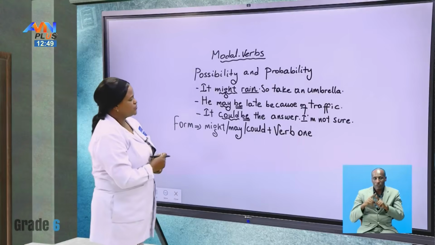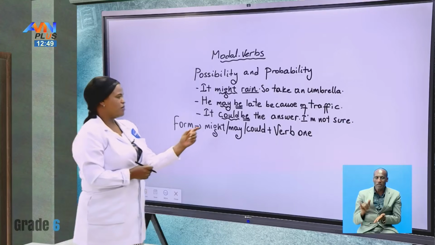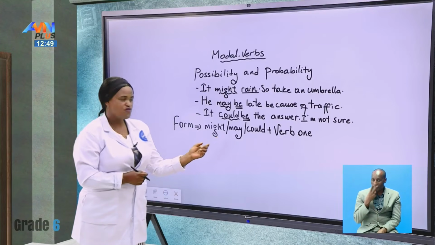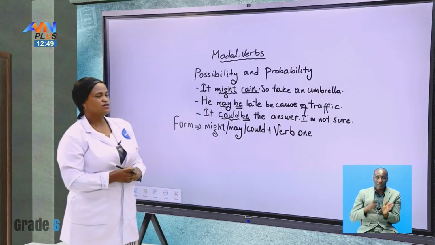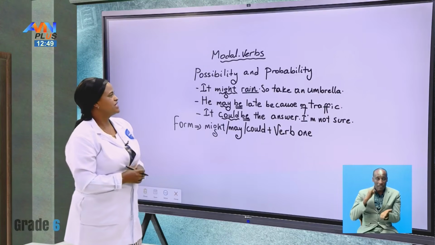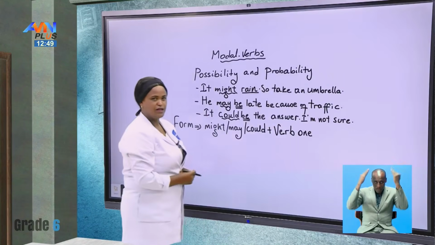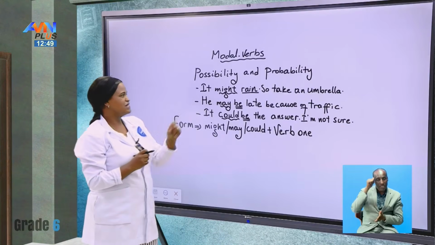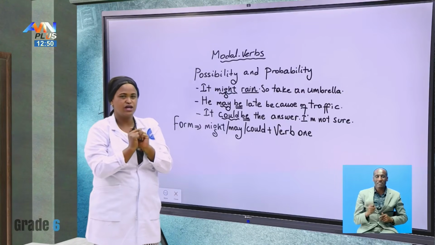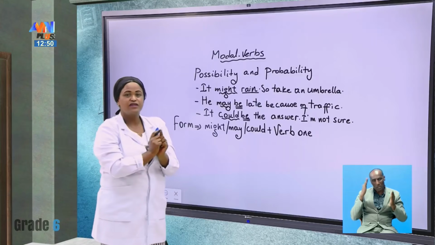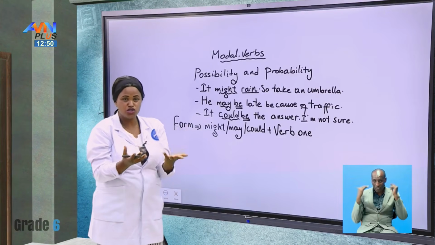Now, let me tell you what the differences of these three are. When we say might, what is the difference of might with may or could? Let's come back to our examples. It says, it might rain, so take an umbrella. The person is using might, because he or she has a suspect. He or she believes that it might rain. Yes, it might rain. We don't know that. We are not sure.